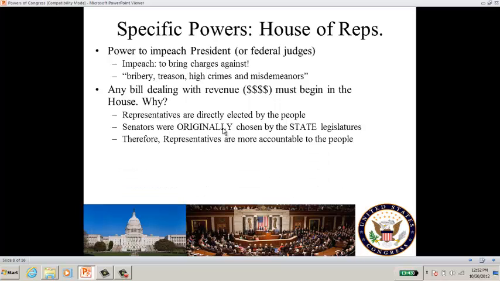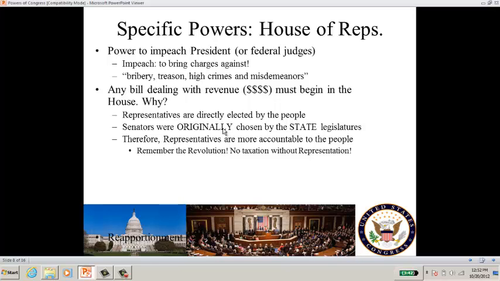Representatives are more accountable to the people, and the people are going to be the ones paying taxes. So remember the revolution. No taxation without representation was a big reason why the revolution was fought. Therefore, it would be foolish to create a Congress where the people have no say in taxation. So it is given exclusively to the House of Representatives to initiate such legislation.